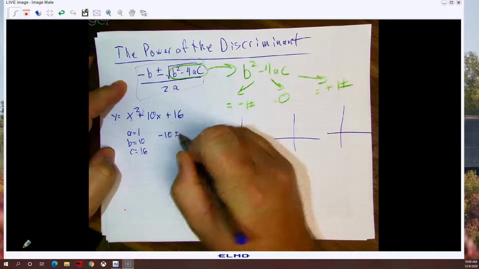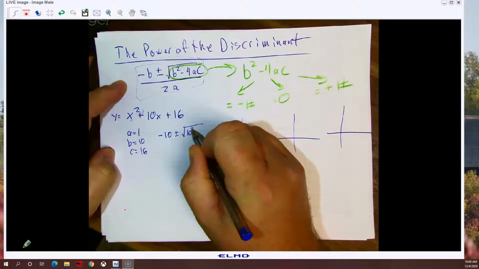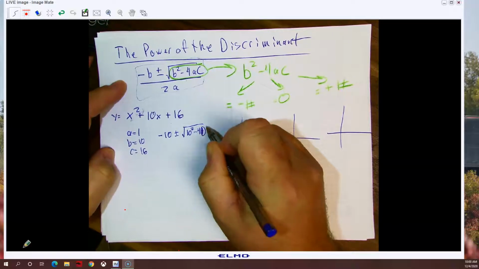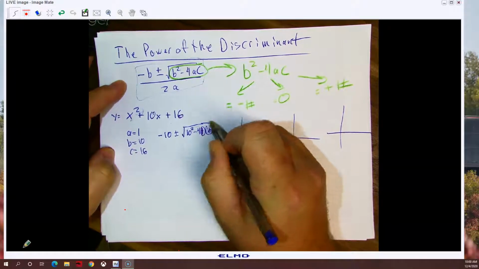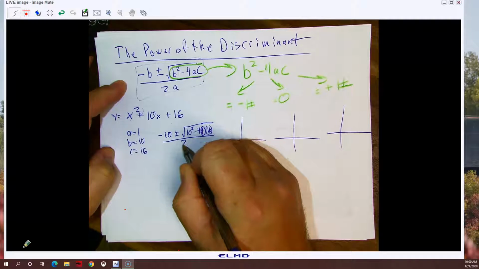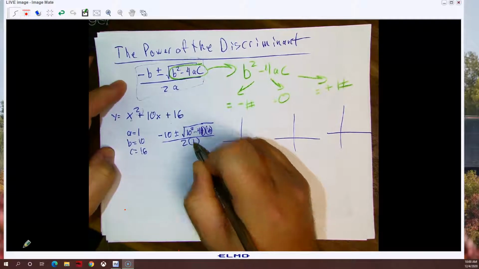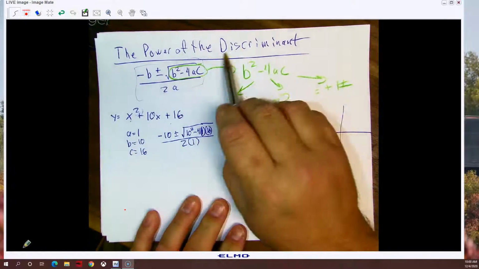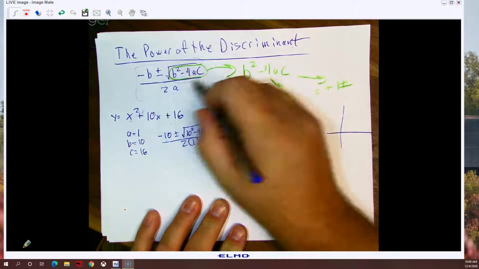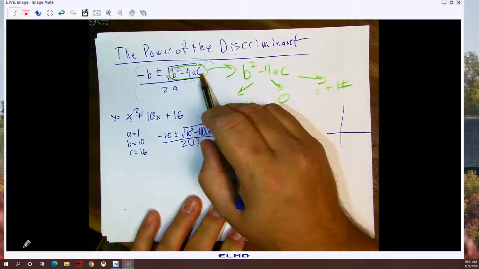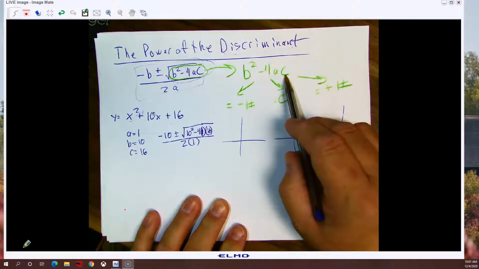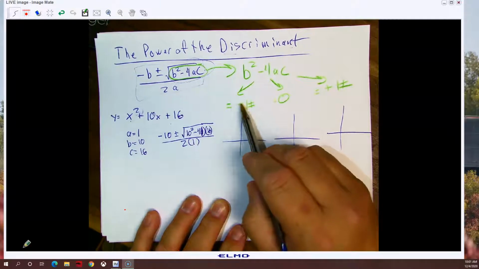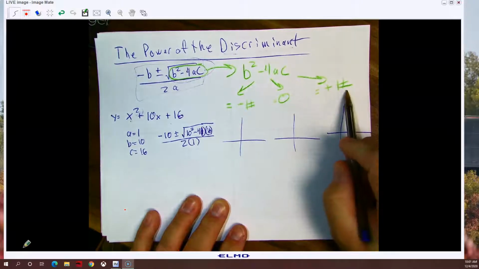But the thing about it is I don't always need this entire thing to figure out what I need. Sometimes I only need part of this information, and the part that I need entirely depends on what I'm looking for. The first thing that I can find is the discriminant. The discriminant is just this portion right here of the quadratic formula, b squared minus 4ac. And what's underneath here could be one of three things. It could either be a negative number, a 0, or a positive number.